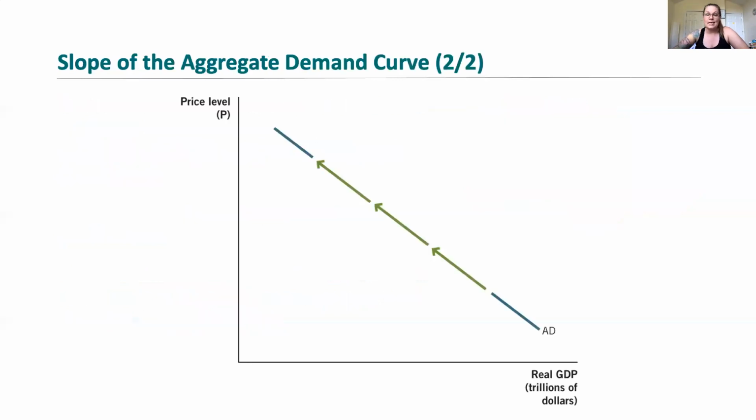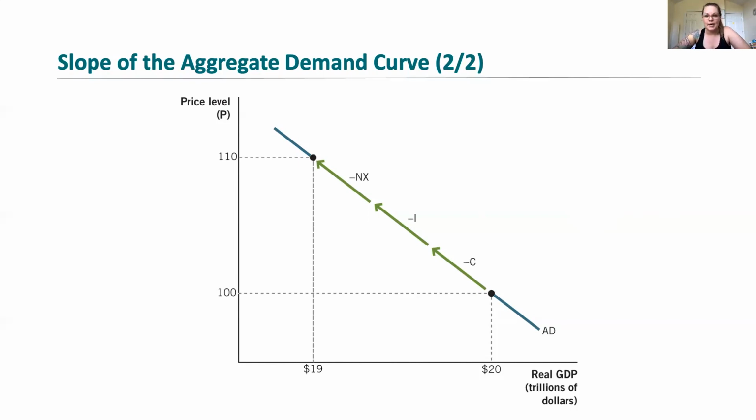So now we can see that there are 3 reasons why we have a negative slope to the aggregate demand function, or the aggregate demand curve. At a price level of 100 in the base year, let's say that the quantity of aggregate demand is $20 trillion. When the price level rises from 100 to 110, the quantity of aggregate demand will fall from $20 trillion down to $19 trillion.